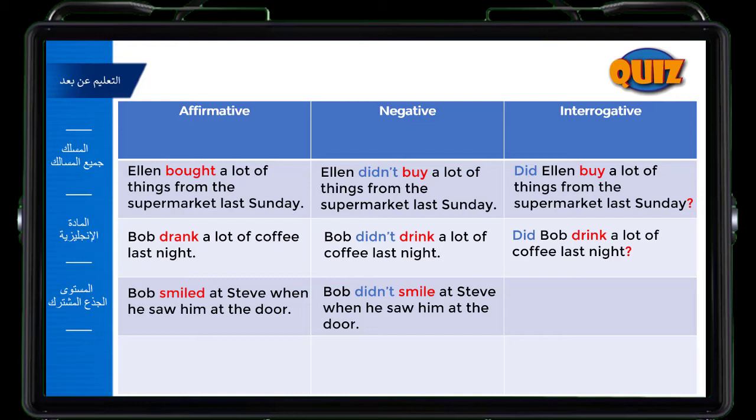Now, the interrogative form. Great! Did Bob smile at Steve when he saw him at the door? Great! Now let's go to the last row.